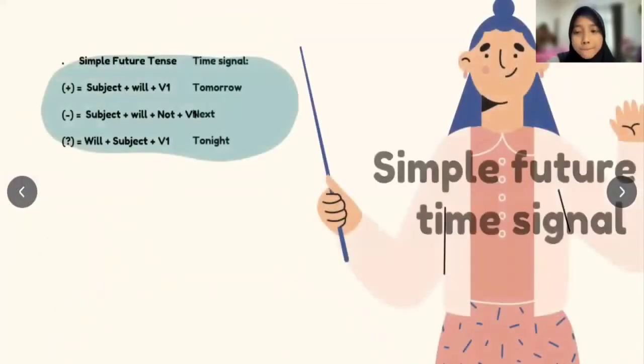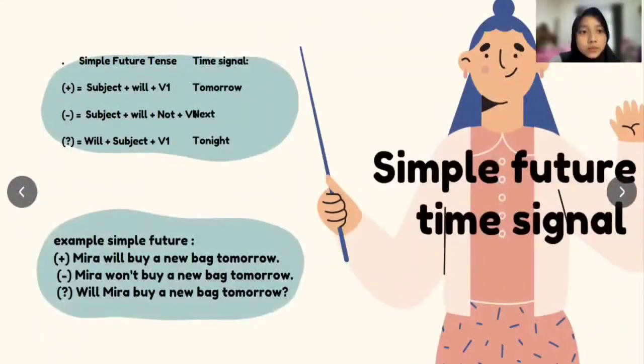Next. Simple future tense: subject and will and verb 1, the time signal is tomorrow. Subject and will and not, verb 1, the time signal is next. Will, subject and verb 1, the time signal is tonight. Example, simple future. Mira will buy a new bag tomorrow. Mira would buy a new bag tomorrow. Will Mira buy a new bag tomorrow?